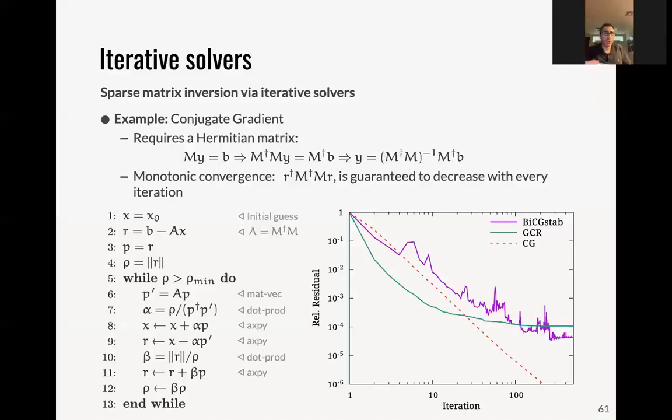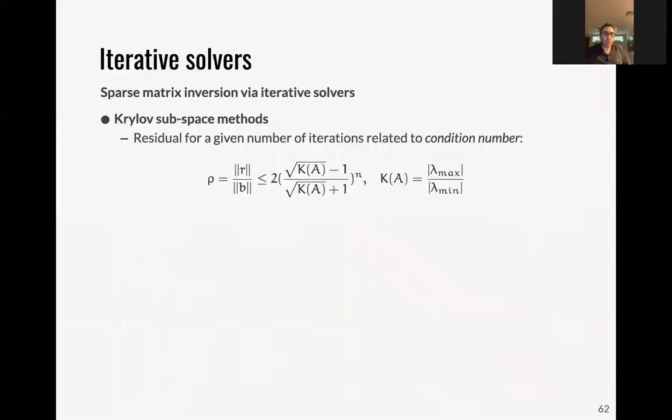Okay, so I want to talk about some of the challenges when using these linear solvers. The first thing is that the residual for a given number of iterations is related to the so-called condition number of the matrix. And the condition number kappa is just the ratio of the maximum to minimum eigenvalue, okay? And so the bigger the condition number, the more iterations you will need to arrive at a given residual. So for large condition numbers, the residual goes like this, where N is the number of iterations. And this is just the scalar number, condition number, maximum eigenvalue over minimum eigenvalue.